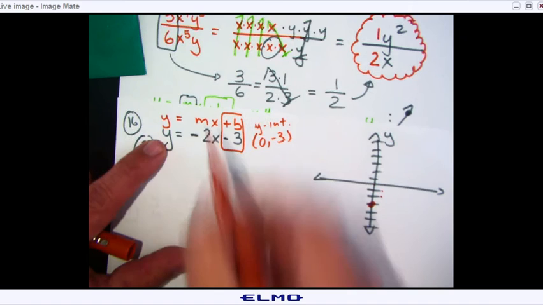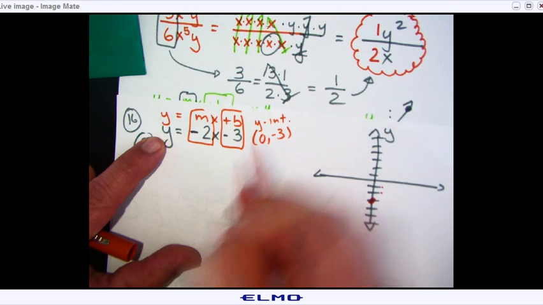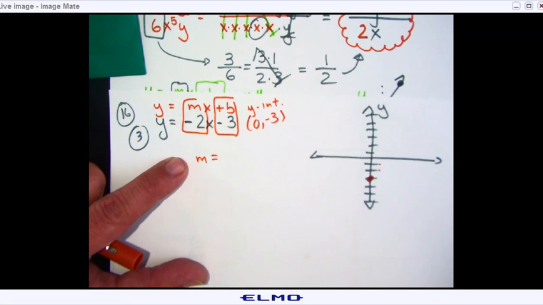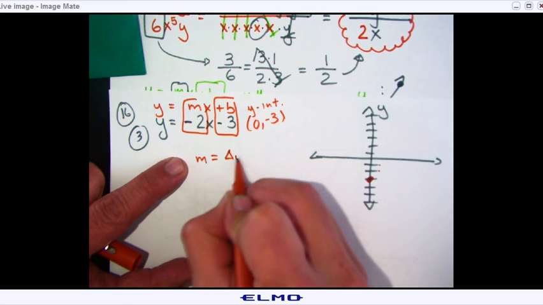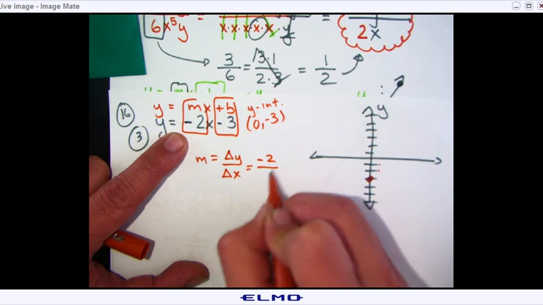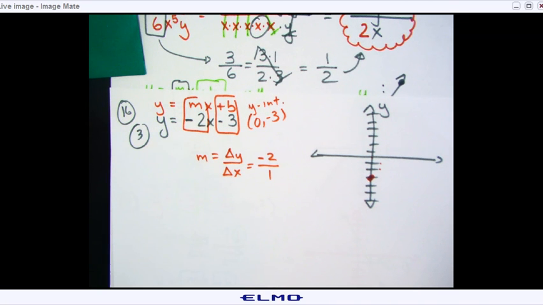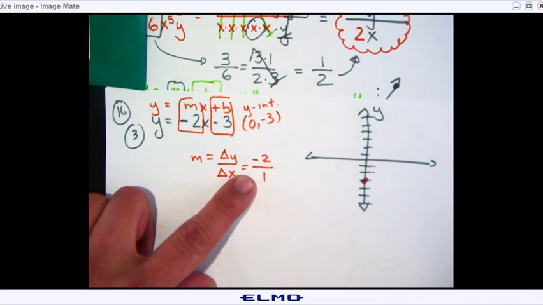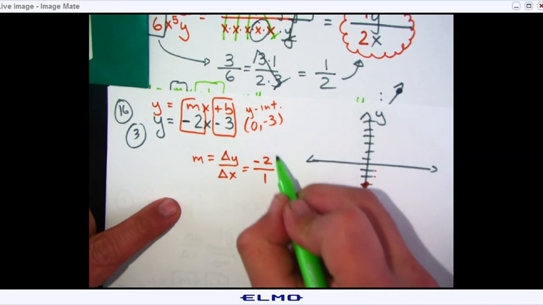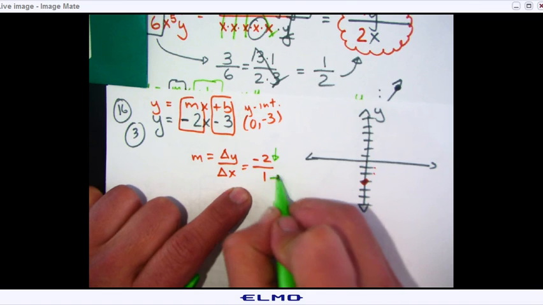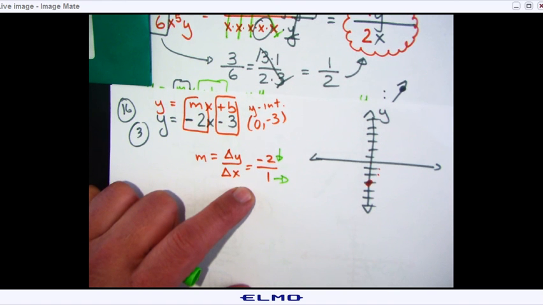All right, so now we're going to do the m, which is your slope. Your m is your slope. So it's change of y over the change of x, which is -2 over 1. Always 1. Not because there's a negative are you going to put a negative on the run, it's going to throw it all off. So here we go. -2 is going down and then to the right.